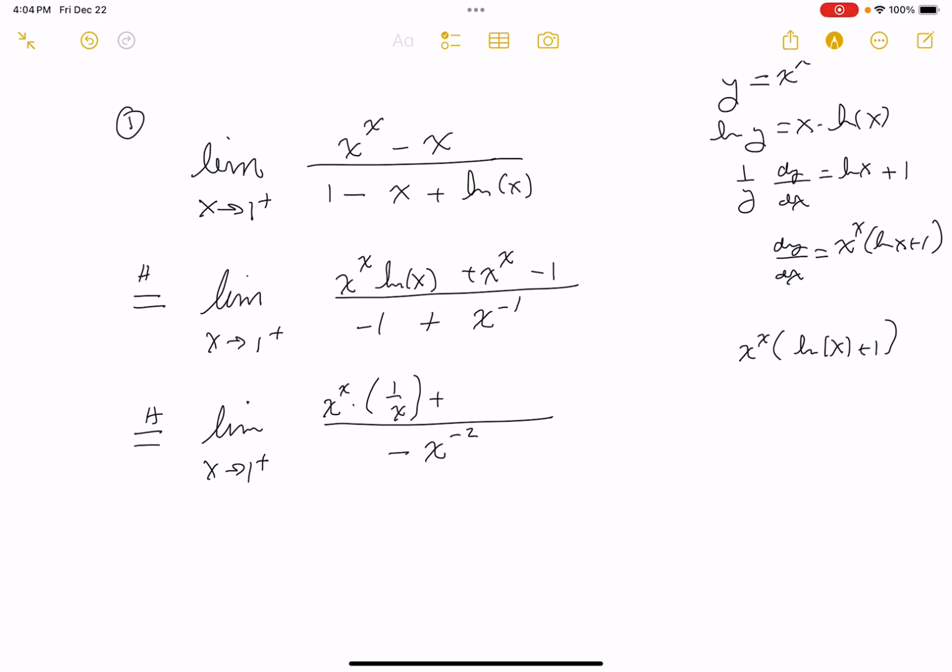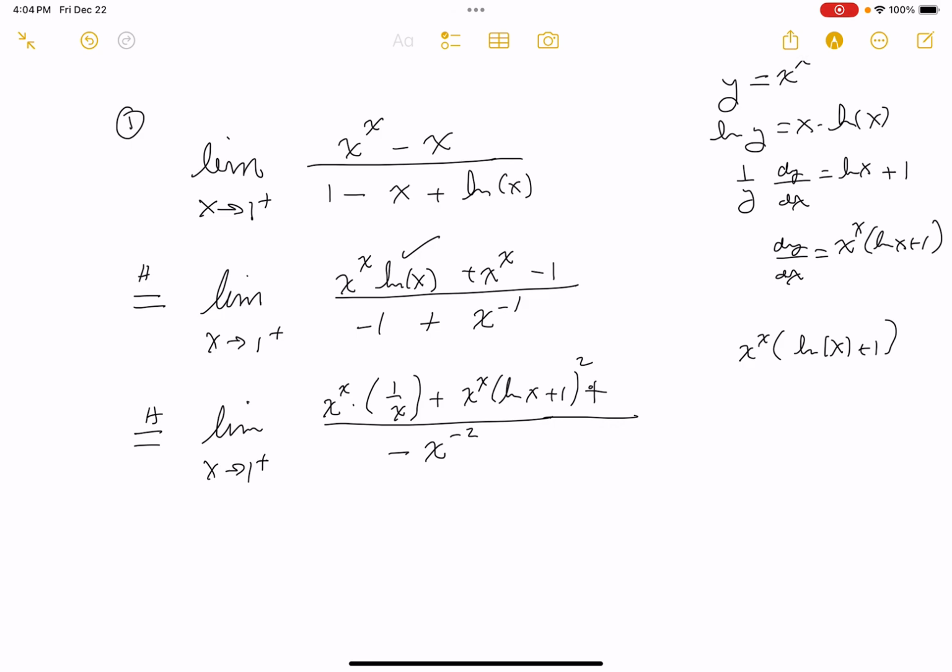plus the derivative of x to the x, which is x to the x, ln x plus 1, times the second function, which is ln x plus 1. So I'll put squared down here. And then it's going to be, let's see, plus, well, it's getting really complicated, isn't it?